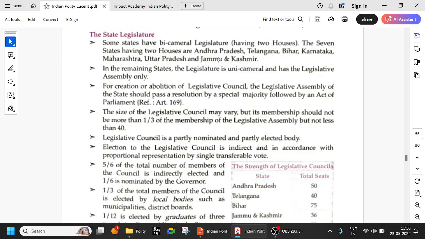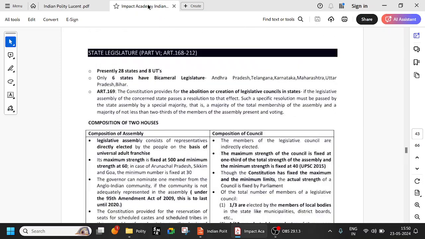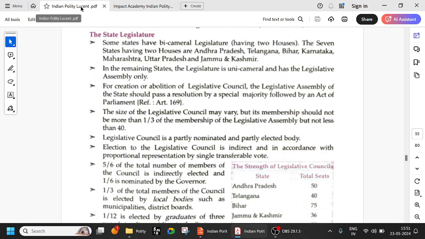Seven states are having 2 houses, but this is the updated one, because previously Jammu and Kashmir was a state. Now Jammu and Kashmir is not a state; it has become a UT. That's why we have 28 states and 8 UTs. So there are only 6 states which have bicameral legislatures. Jammu and Kashmir no longer is a state. So this is the updated one. In the remaining states, the legislature is unicameral and has a legislative assembly.